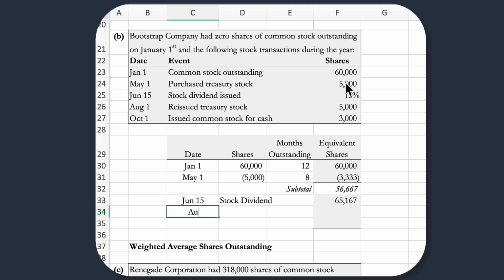Now on August 1st, we also reissued our treasury stock. So we account for this and calculate this the same exact way that we would a regular issuance. And they were outstanding for 5 months of the year. And then on October 1st, we issued another 3,000 shares. Those were outstanding for 3 months of the year.